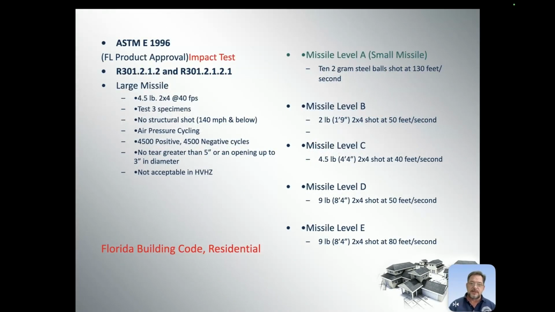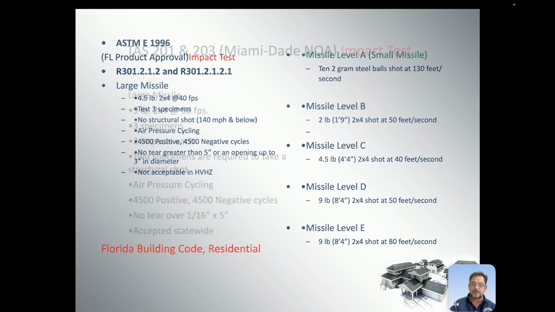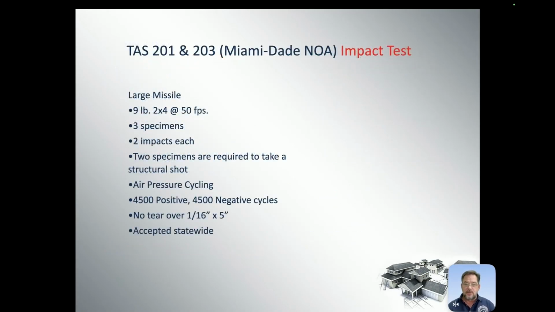So what does the testing mean? Here, this is from the Florida Building Code Residential, and this is kind of what the testing is. You can go through that and look at it, so if somebody said missile level C or B or D or E, you know what it means. But here's the ASTM guidelines as well. So what does that mean? When we come to our TAS 202, 203, this is what we have here as far as the testing goes. Those are accepted statewide.